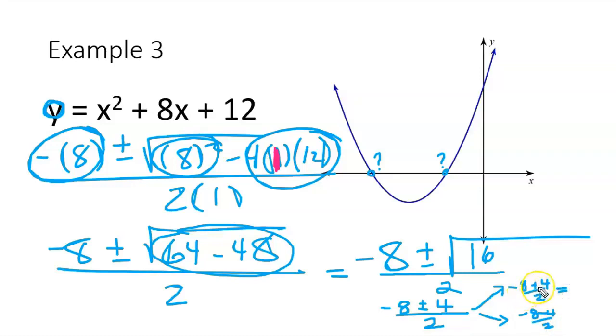So this one, if you do -8 plus 4, it's -4. Divided by 2 is -2. And then for this one, -8 minus 4 is -12 divided by 2, which is -6. So these 2 places here where it touches the x-axis are -6 and -2. Those are our final answers. And so that's how you find the roots. That's how you find the place where a quadratic equation touches the x-axis when it's in standard form.